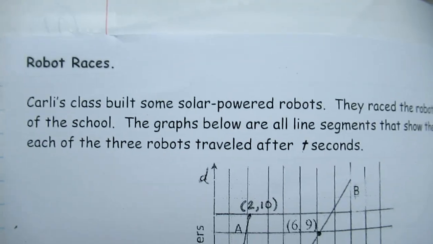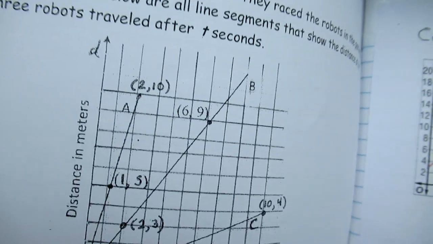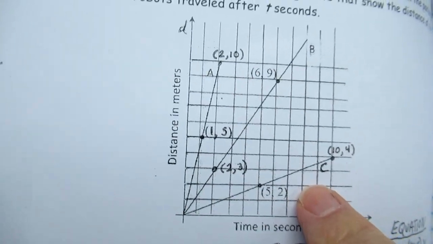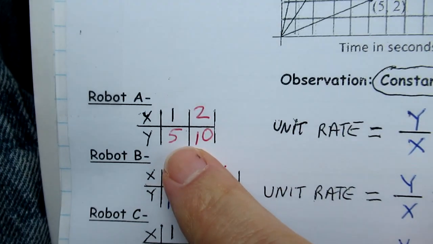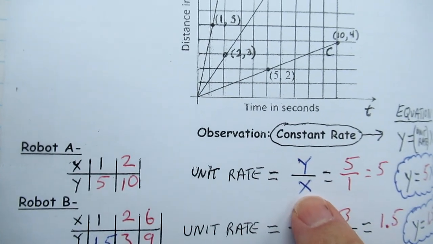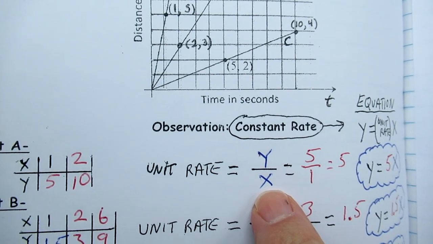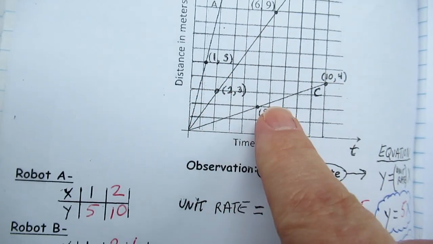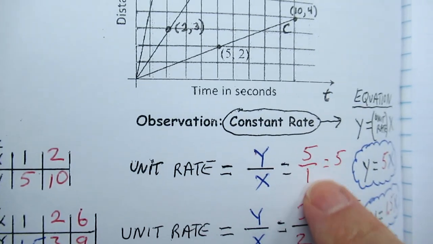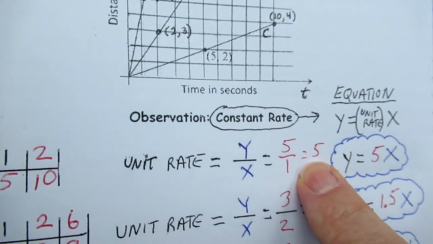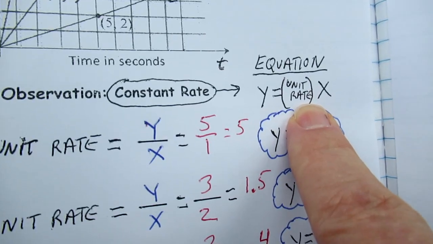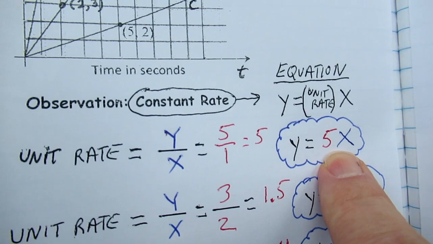Remember also in our notes, we did this one about robot races. These are the results of these robots racing at a school. And you're trying to figure out the rate. So what we would do is take the y over the x. We divide y over x to figure out the rate. Since these are all straight lines, we know that the rate will be the same. So it's going to be 5 over 1 or 10 over 2. And so the unit rate is 5. We're also able to make these into an equation where the unit rate goes right there: y equals 5x.